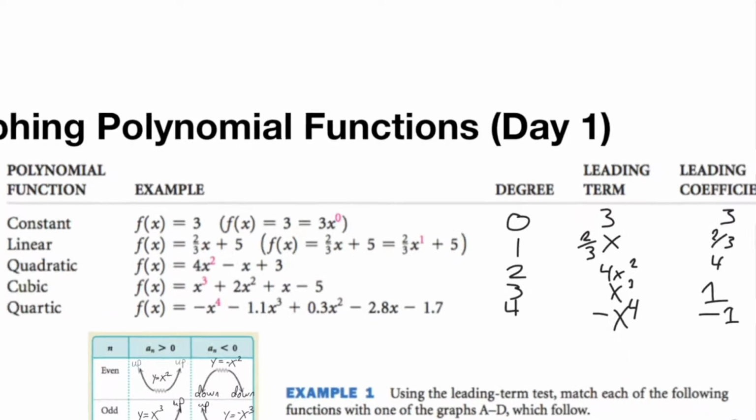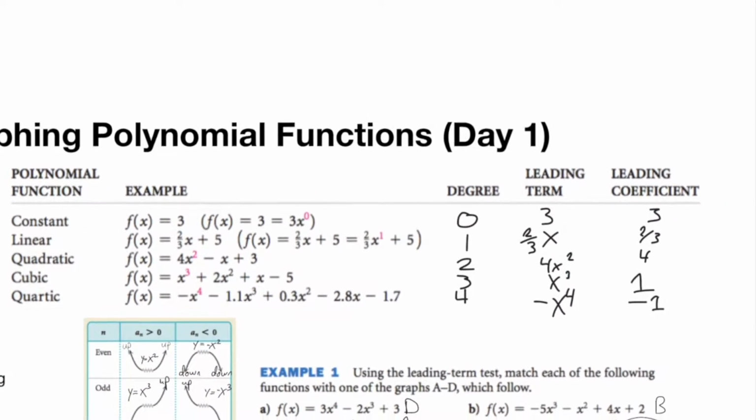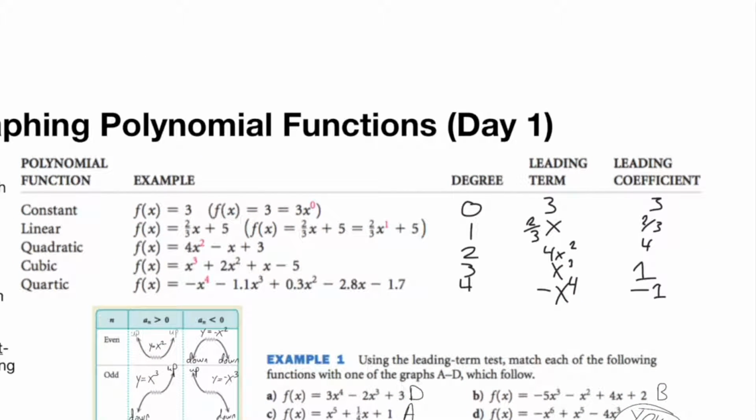In general, we can say things like this. The constant function would have no x term. F of x equals 3, that would have a degree of 0 because you could think of it as like 3x to the 0. The leading term would be 3 and the leading coefficient would be 3.